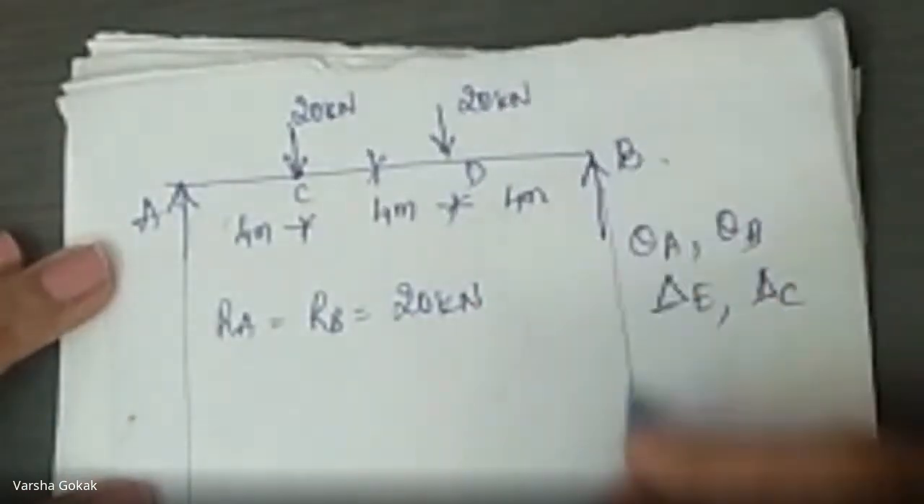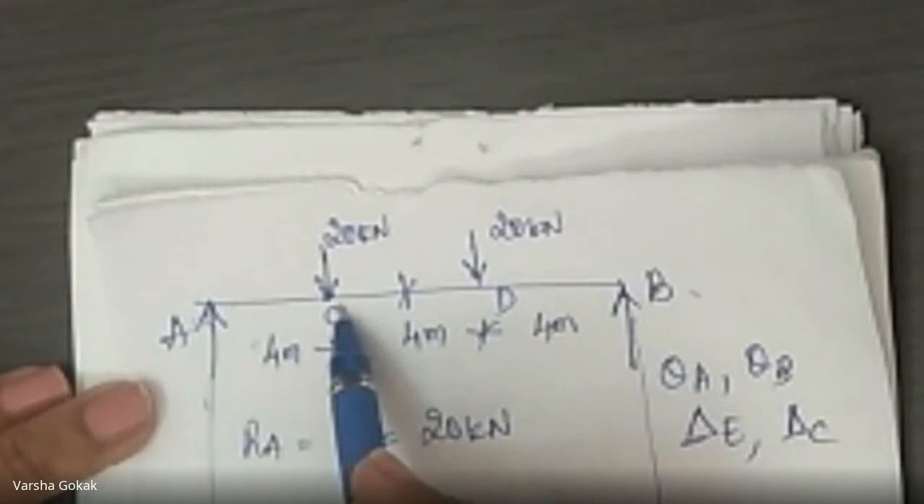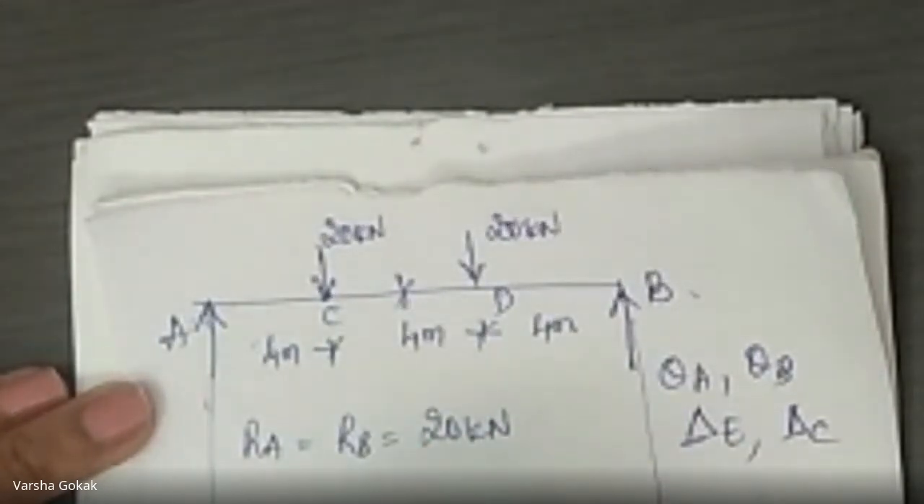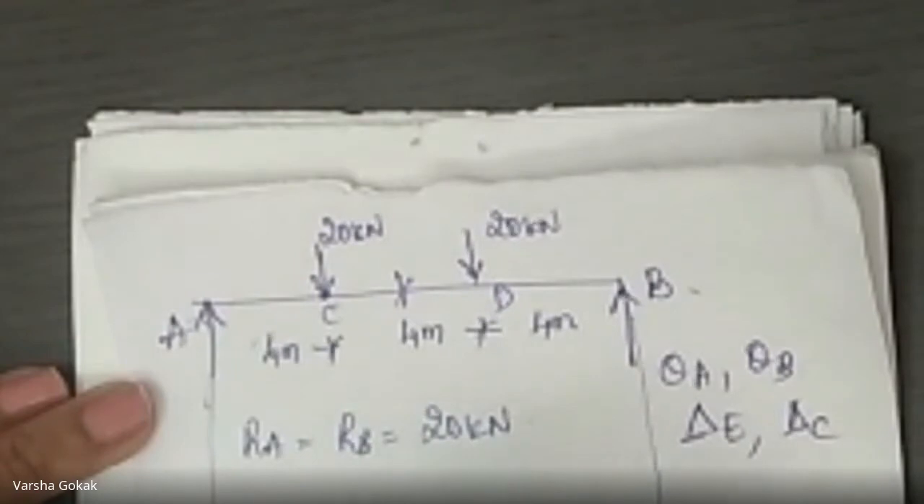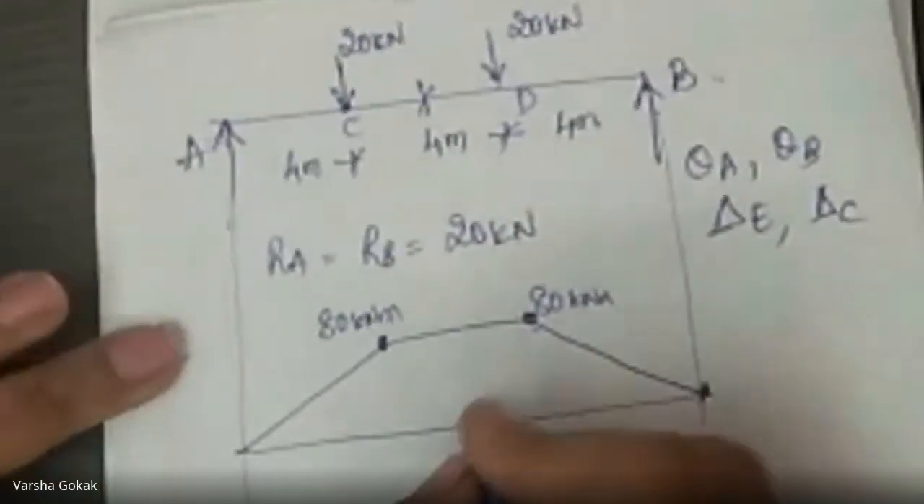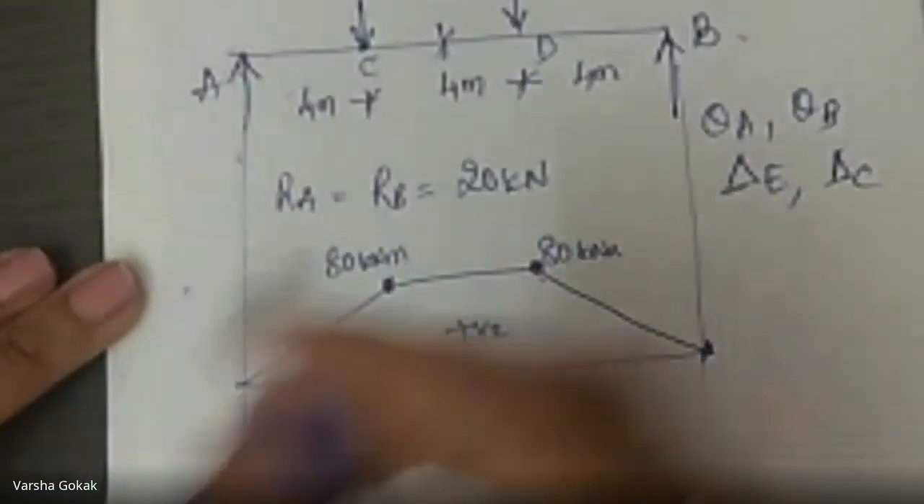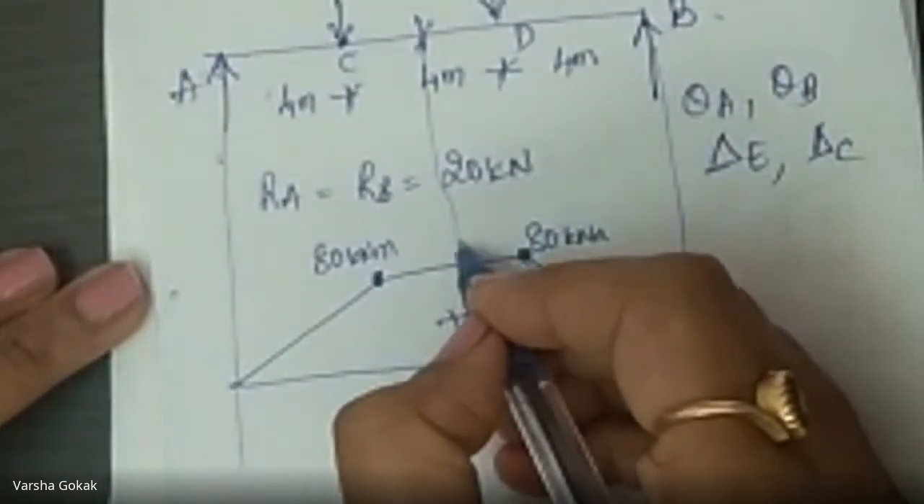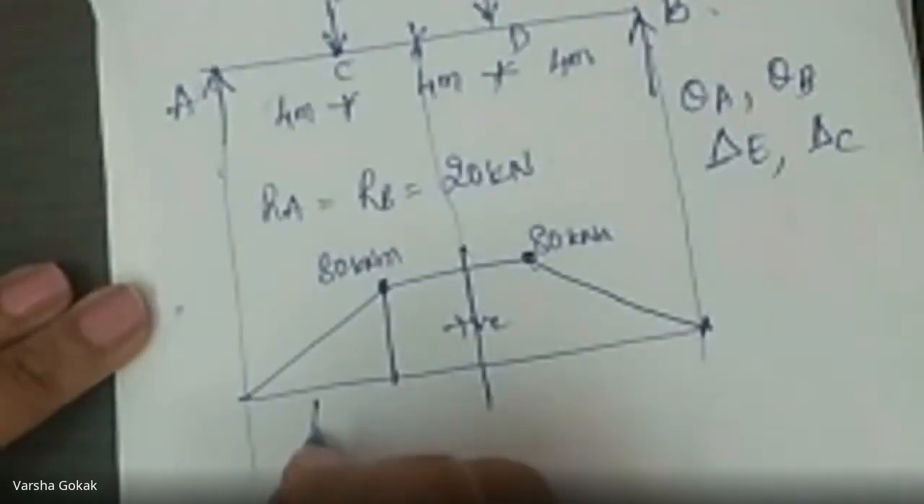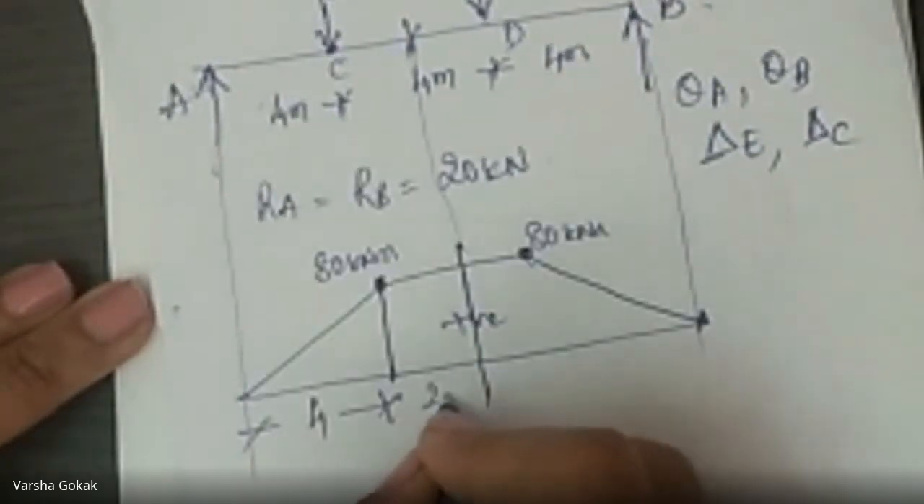Then plot the bending moment diagram. So it is going to be 20 into 4. How much? 80. Right? Like this. This value is 80 kilonewton meter. From here also 20 into 4, 80. Clear? So this is positive bending moment diagram. I need the deflection at the midspan at this junction. So this distance is 4. And now when I say midspan, this becomes 2.